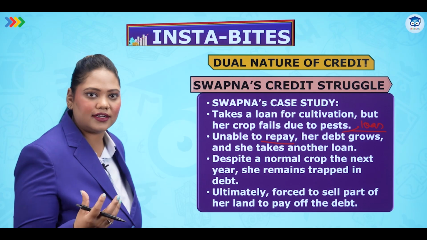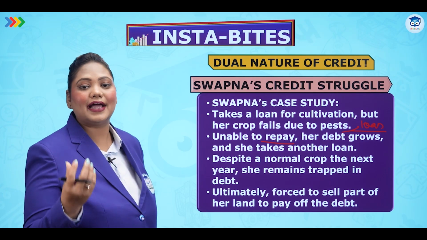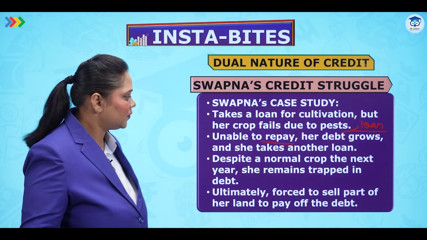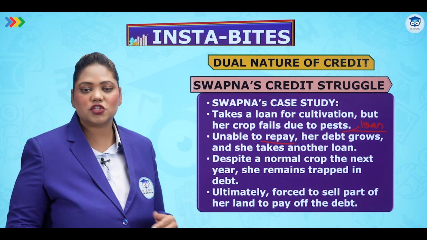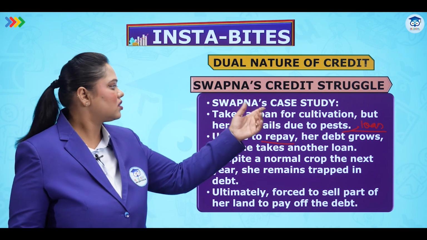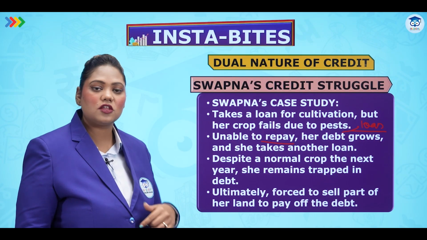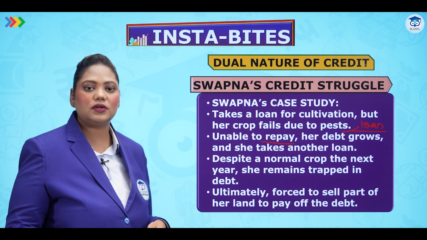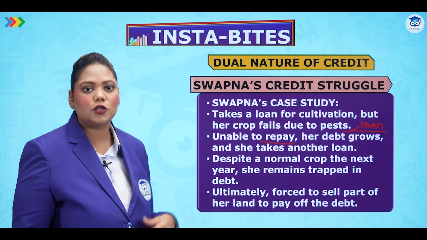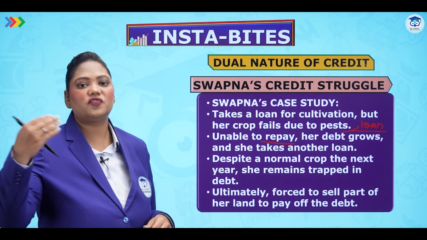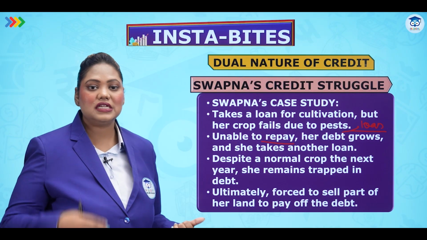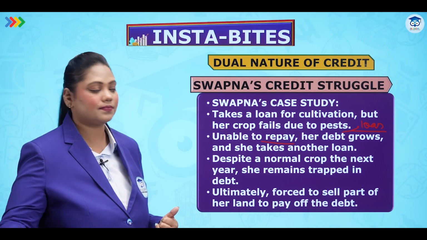When you are in debt, you are in loan. You are a liability. You have to pay back that money. So how does her debt grow? Because she has no money to repay what money she has taken for cultivation, she is now again going to borrow money so that she can pay the first loan. Then she will take money the third time to pay off the second loan. She'll take money a fourth time to pay off the third loan. This is the meaning of increasing debt.